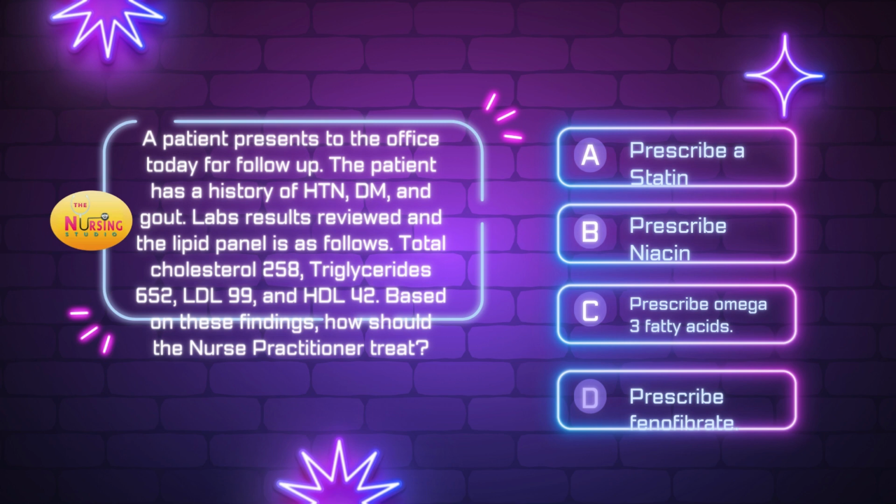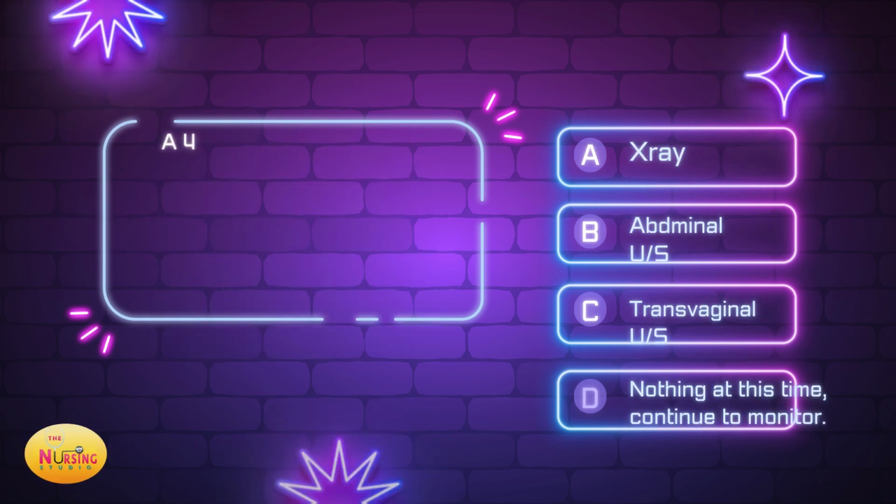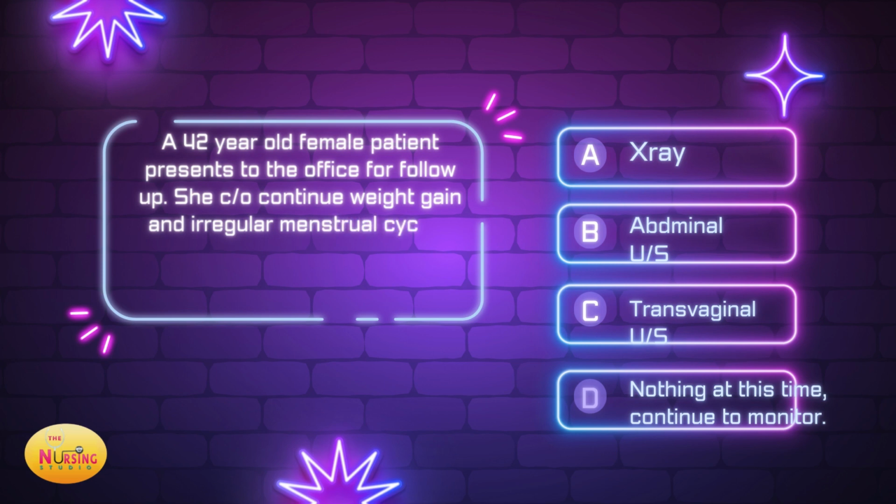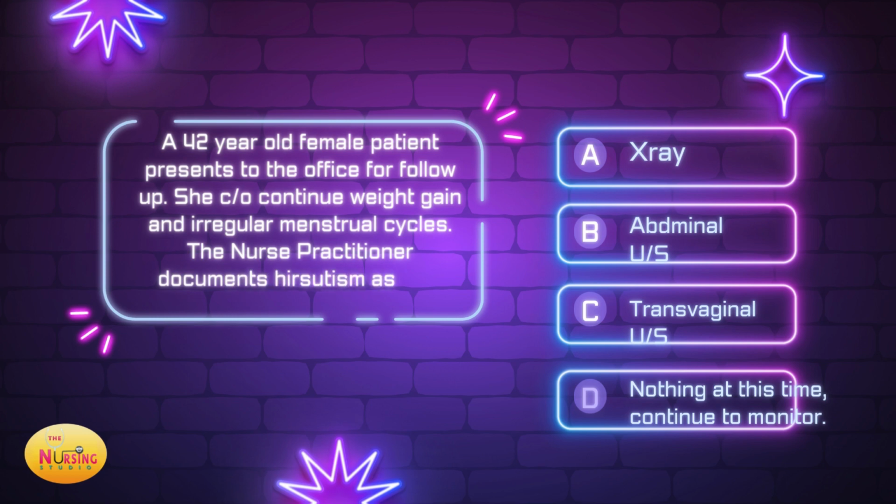All right. Now, question number 3. A 42-year-old female patient presents to the office for follow-up. She complains of continued weight gain and irregular menstrual cycles. The nurse practitioner documents her hirsutism as well. Based on these findings, what diagnostic exam should be completed? Is it A, an X-ray, B, abdominal ultrasound, C, transvaginal ultrasound, or D, nothing at this time, continue to monitor? Take a moment and tell me what you got.